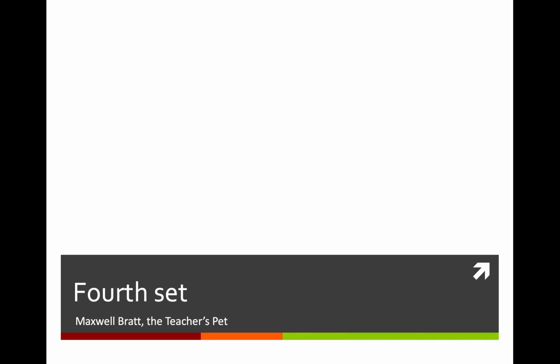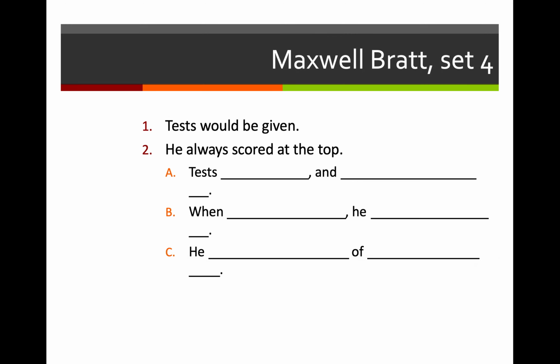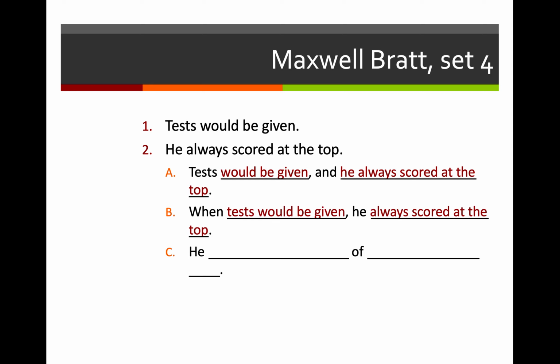Here comes the fourth set. Tests would be given. He always scored at the top. Tests would, and here comes the write out. Tests would be given, and he always scored at the top. Another balanced sentence, comma, and. When tests would be given, he always scored at the top. Another subordinate clause opening it up, comma, and then the main event. He always scored at the top of tests that would be given. And once again, you see that would be, that was the habit, that was the normal thing.